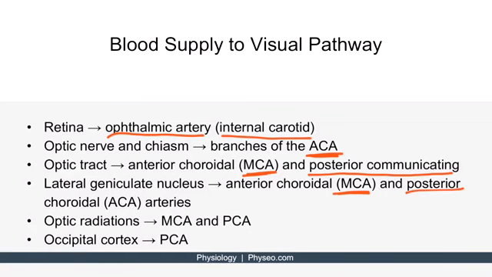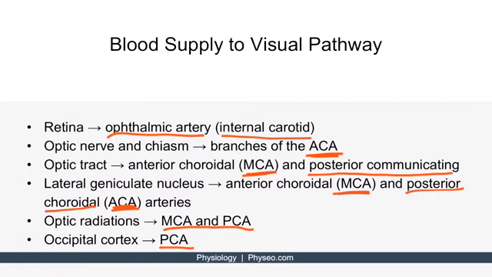And then it's also supplied by the posterior choroidal arteries from the ACA. And the optic radiations, so the dorsal optic radiations and the Meyer's loop, are supplied by both the MCA and the PCA. And the occipital cortex is supplied by the PCA, or posterior cerebral artery.